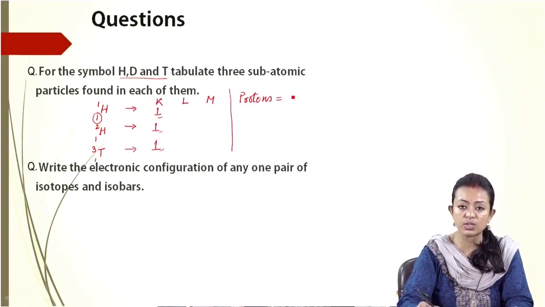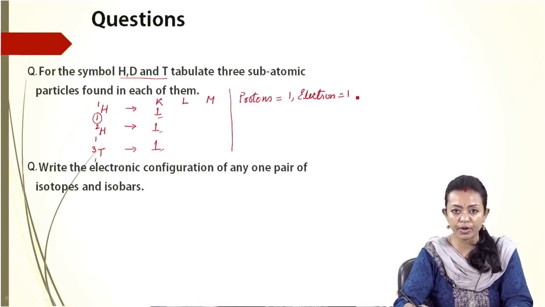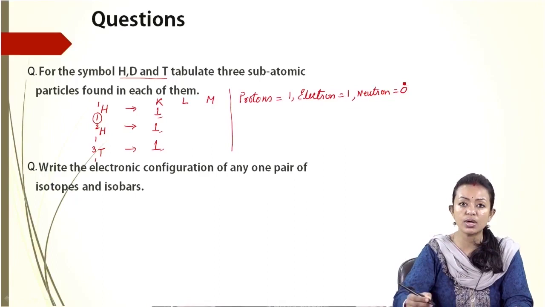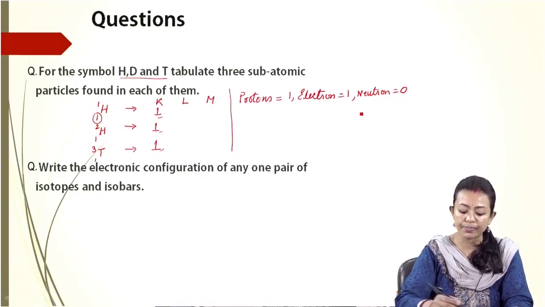Because the atomic number is 1, the number of proton is also going to be 1. Electron is also going to be 1 because the number of proton is equal to the number of electron. Whereas the number of neutron is going to be 0 in this case. Why is it 0? Because the mass number is 1. So 1 proton, 0 neutron. Whereas in case of deuterium, what happens?